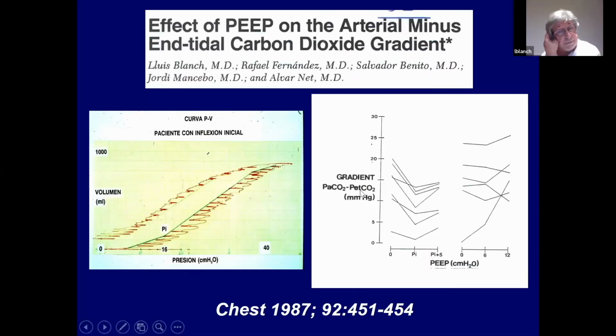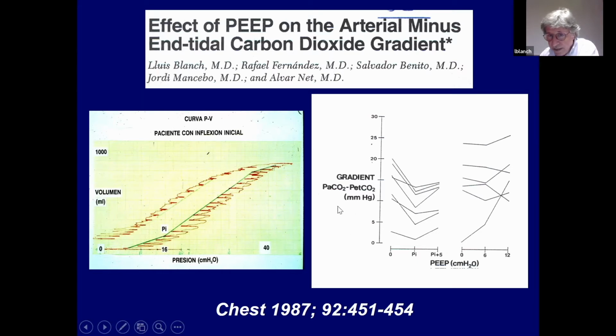Here is an old paper of my group. We were really young, we were residents, and we studied in patients with RADS. We performed the old classical pressure volume curve, and we published that when there is recruitment reflected at this inflection point that we set PEEP here, so the compliance improved, the gradient of PaCO2 and end-tidal CO2, in that case, decreases. And in patients, when there is no inflection in the PV curve, the gradient did nothing.